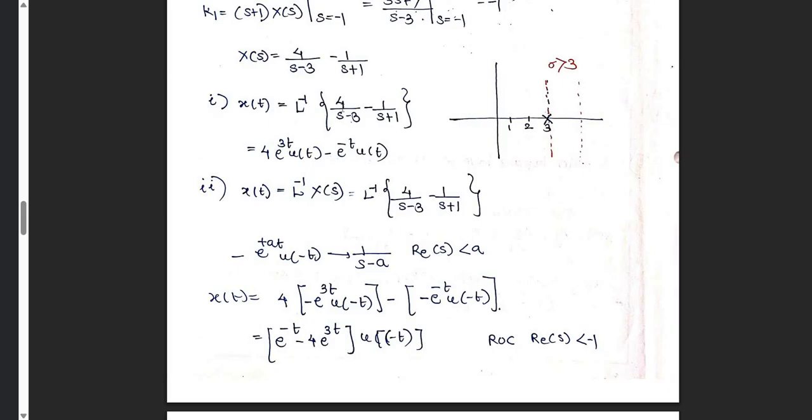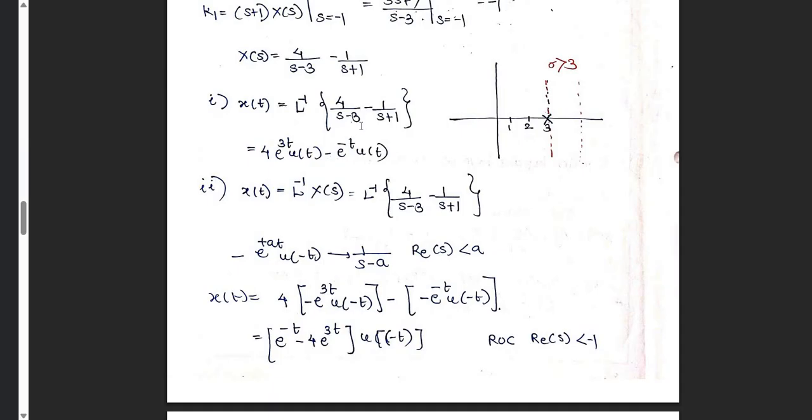Suppose first case it will be 4 upon s minus 3. We know 1 upon s minus a is e raised to at. So that is at, now it is in time domain we are treating. So 1 upon s minus a inverse is e raised to at. So here a is 3, this 4 as it is. So e raised to 3t into u(t) minus e raised to minus t, since it is s plus a, so it is e raised to minus at.